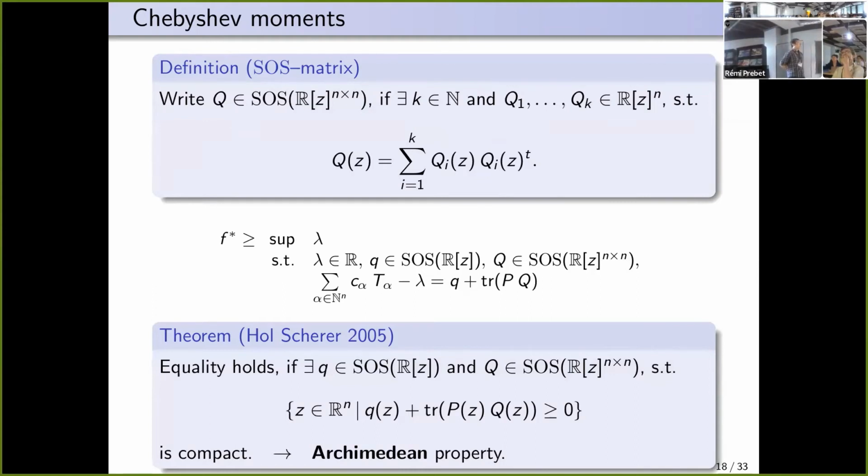And by this we can also replace the positivity constraint in the optimization problem. So here, instead of greater or equal 0, we can write this. And then Scherer showed in 2005 that under a certain Archimedean assumption on the description of the orbit space given by the matrix P, you have equality here. It's an analog of Putinar's Positivstellensatz for matrices.